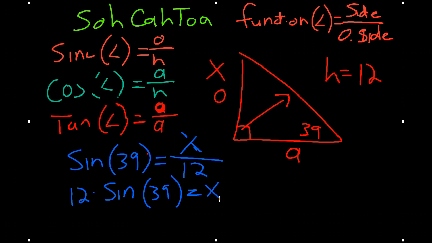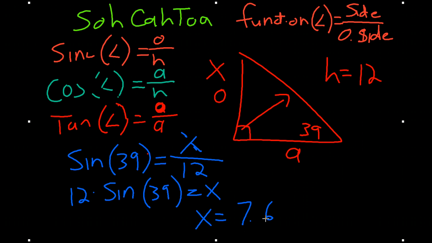Now, all you have to do is take your TI-84 or whatever graphing calculator, or just any calculator that has trig functions, plug it in, 12 times the sine of 39, and it'll come out to 7.6, so x equals 7.6. Now to see if that makes sense, the hypotenuse is always the longest side of a triangle, so it makes sense that it's less than 12. If we came up with a number greater than 12, then obviously you did something wrong.